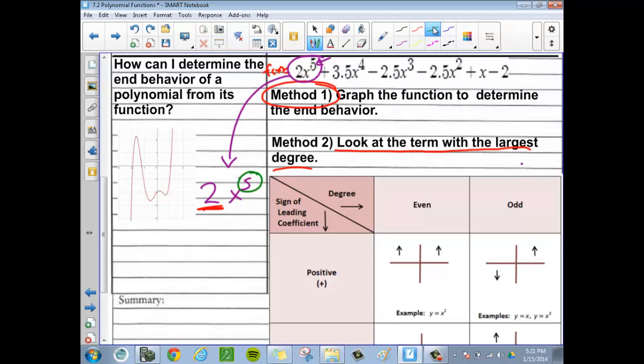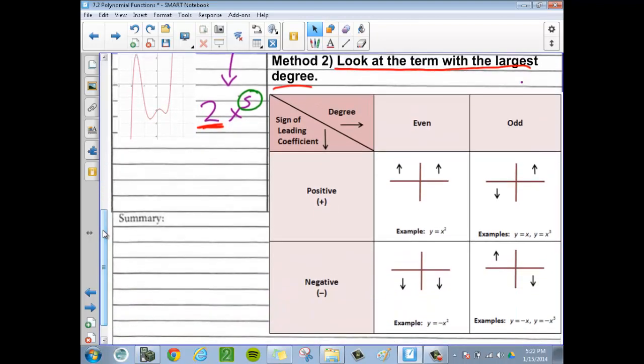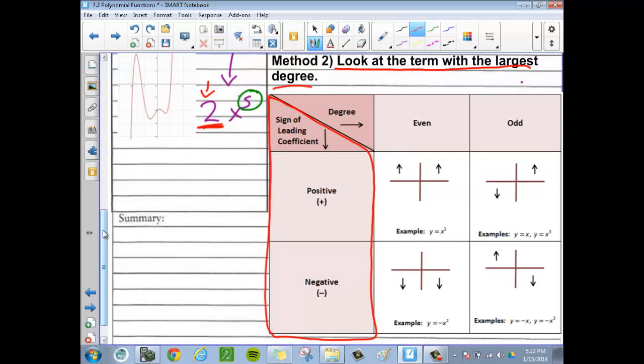So if we look at the coefficient, all we need to determine is, is this coefficient positive or negative? Is it positive? Well, it turns out this one is positive. So we would look down this row right here. And because it's positive, we're dealing with this section here. We got the positive leading coefficient. So we need to focus in on this row right here.